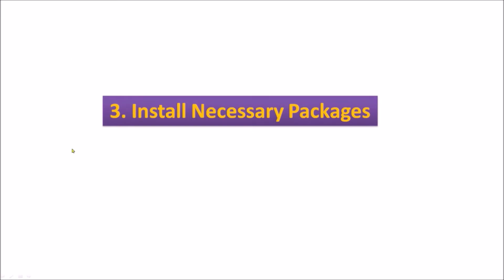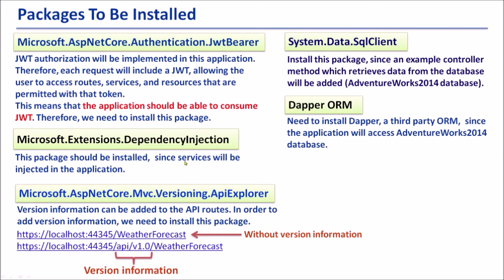Install necessary packages. I am going to install these packages in this demo application. The first one is Microsoft ASP.NET Authentication JWT Bearer. JWT authorization will be implemented in this application. Therefore, each request will include a JWT, allowing the user to access routes, services, and resources that are permitted with that token. This means that the application should be able to consume JWT. Therefore, we need to install this package.